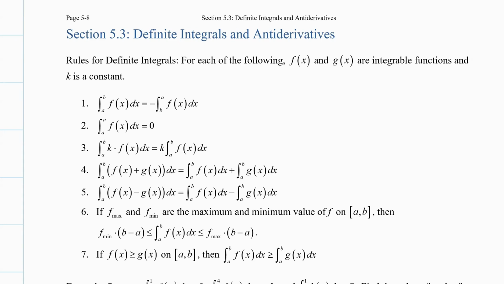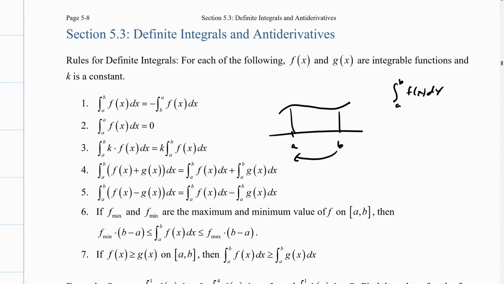So, for example, if I have a function going from a to b, I've got this expression that will represent the integral from a to b of f of x dx. Well, what happens when b is listed first? Sorry, what happens when b is listed first?